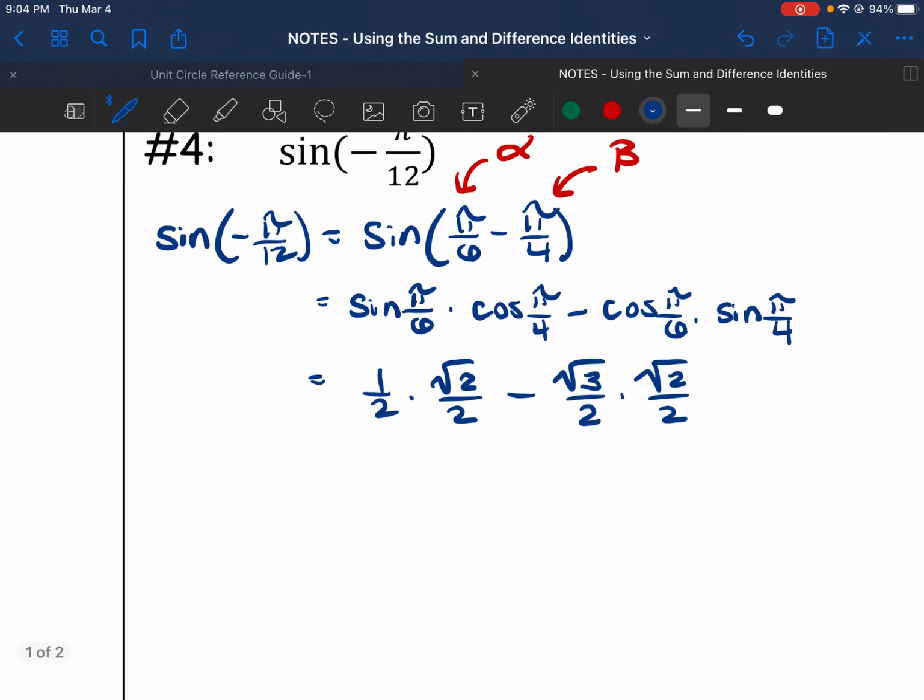Okay. And now let's calculate and simplify. 1/2 times square root of 2 over 2, that's going to be square root of 2 over 4. Minus square root of 3 over 2 times square root of 2 over 2, that's going to be square root of 6 over 4. Which is going to give us square root of 2 minus square root of 6 all over 4.